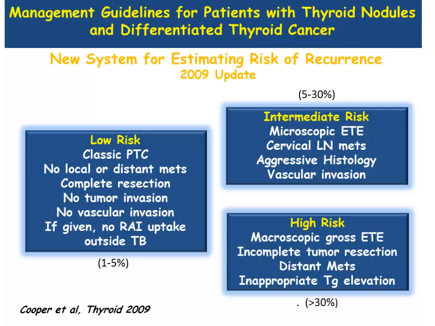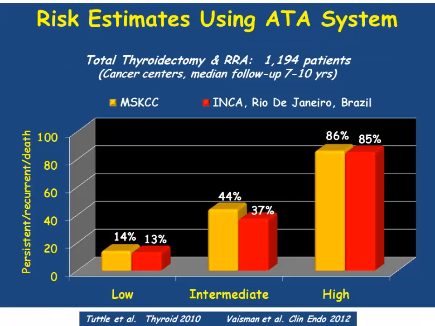Finally, the high-risk group is the one having evidence of macroscopic gross extrathyroidal extension, incomplete tumor resection, evidence of distant metastases, and inappropriate thyroglobulin elevation, which is persistent and progressive, and those have more than 30% risk of progression and persistent disease.